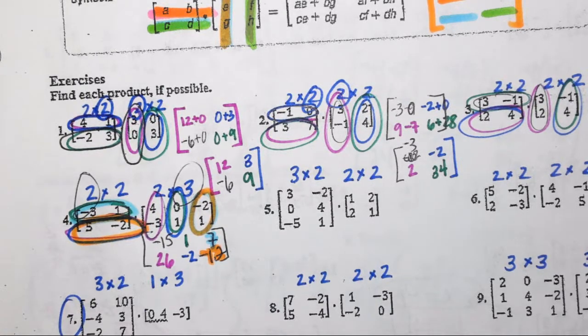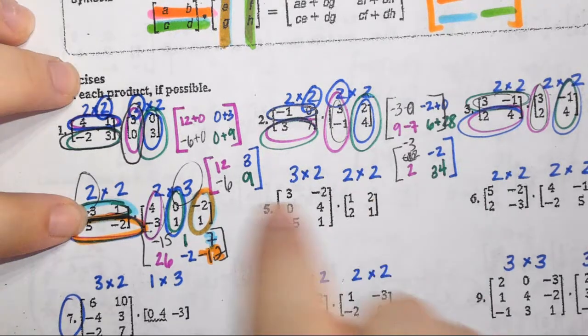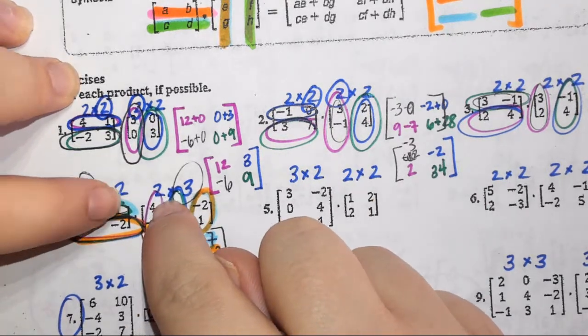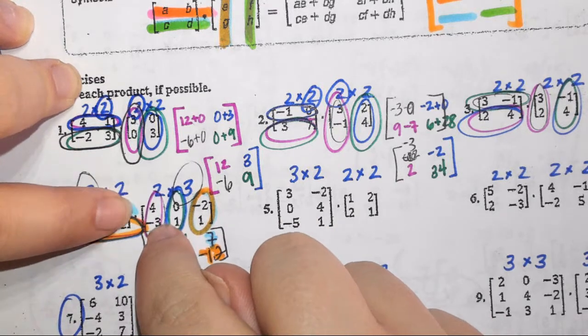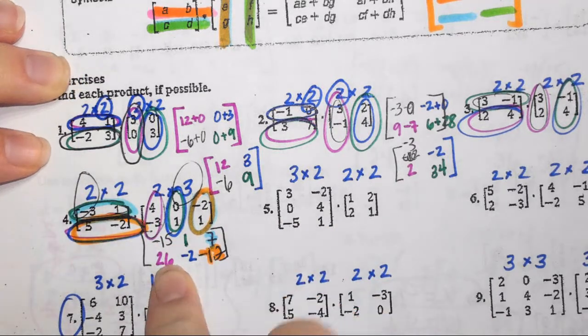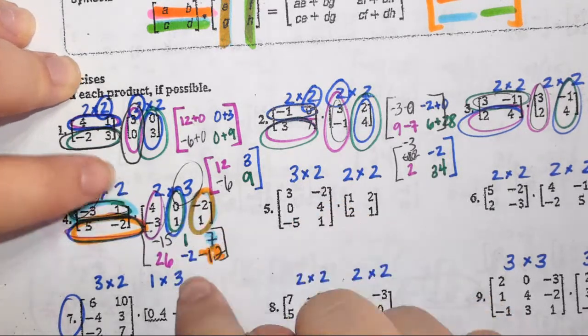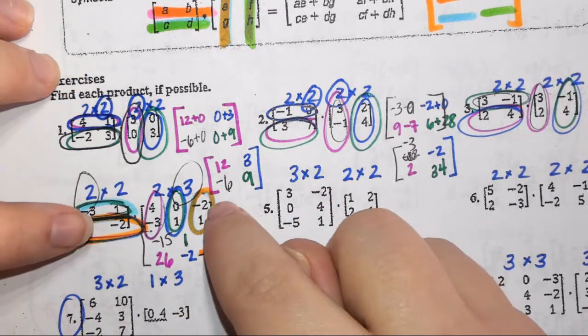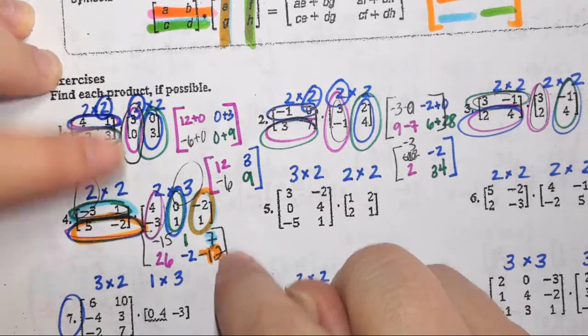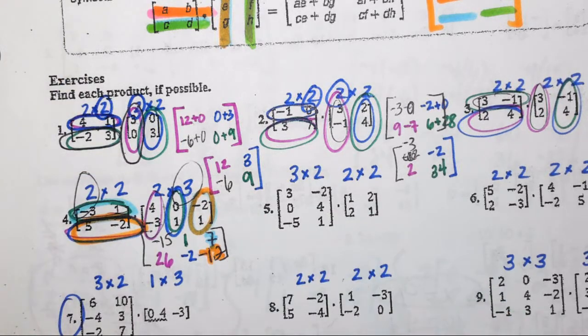Okay, is there anyone who is confused? Yes, dear. Which entry? I did 5 times 4 and got 20. Negative 2 times 3 and got positive 6, so 26. 20 plus 6 is 26. 5 times 0 is 0. Negative 2 times 1 is negative 2. Negative 10 minus 2, negative 12.